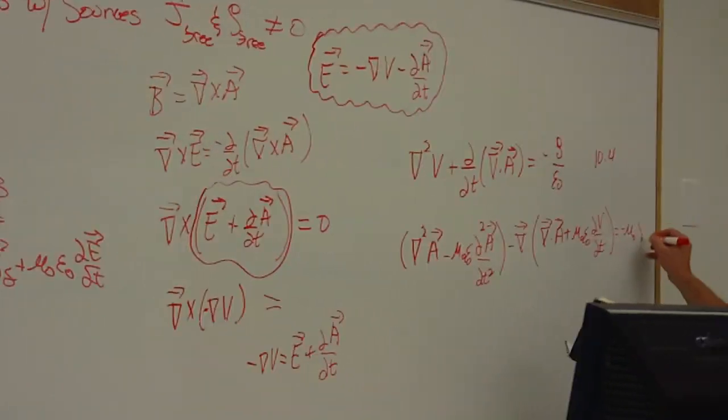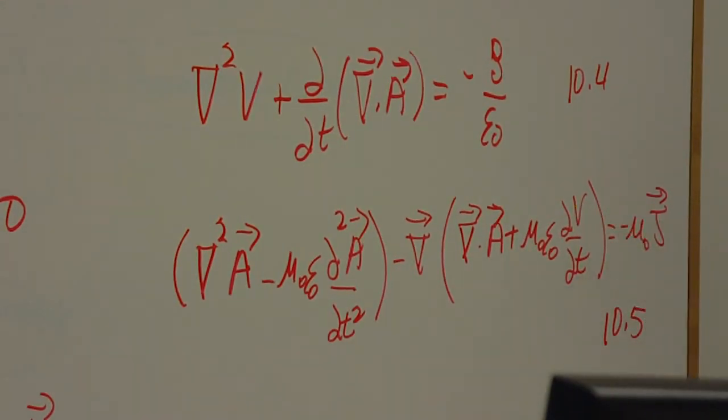and that has to equal minus mu naught J. By the way, I think it's a good exercise for you to say the math as you're writing it down. It's good exercise to keep saying divergence and gradient and curl and things like that, so you know the names.